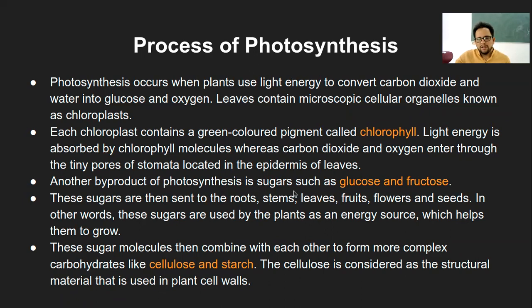Another byproduct of photosynthesis is sugars like glucose and fructose. In some cases, which is rare, fructose can also be formed when there is too much of an oxidation process happening. But again, we need not go into that detail, just we need to know that it does happen in some cases.